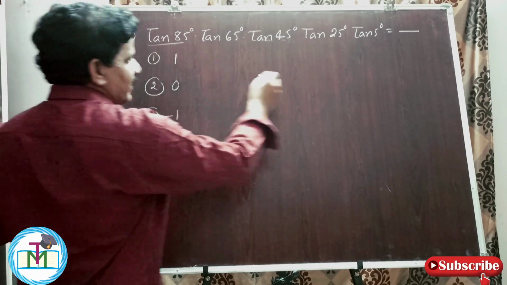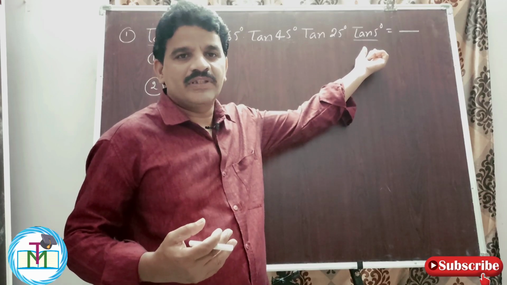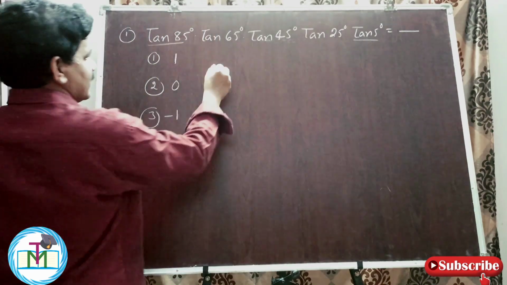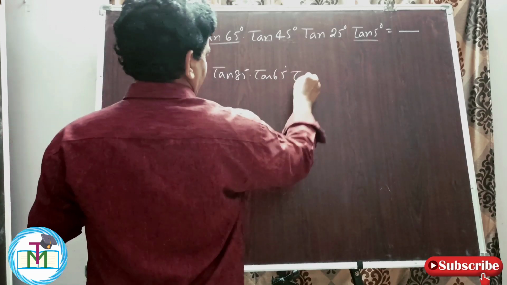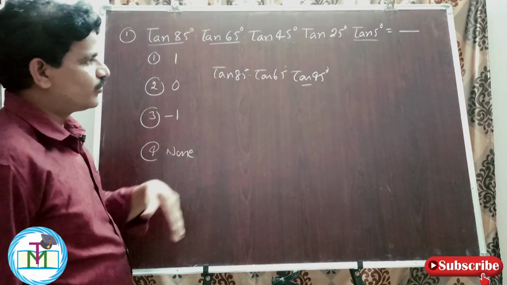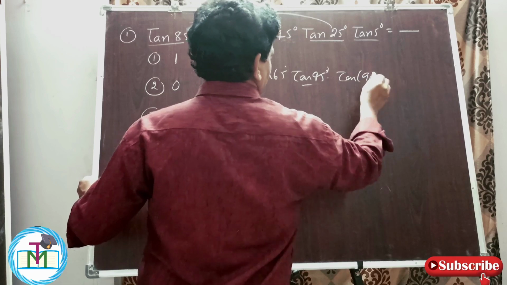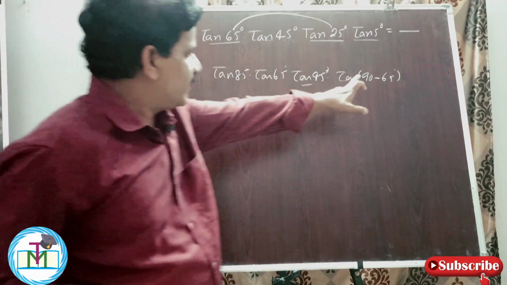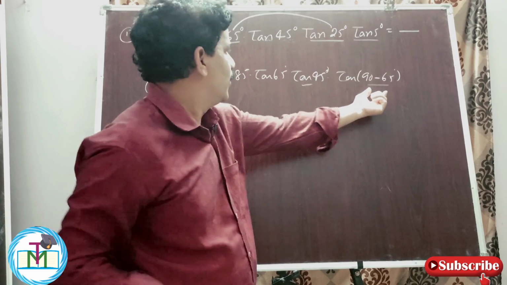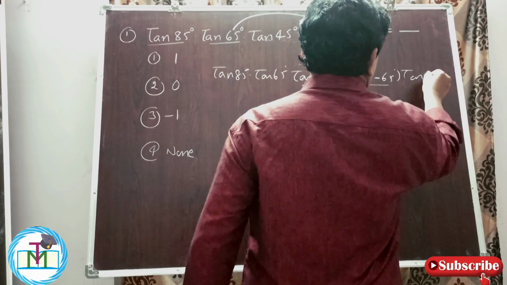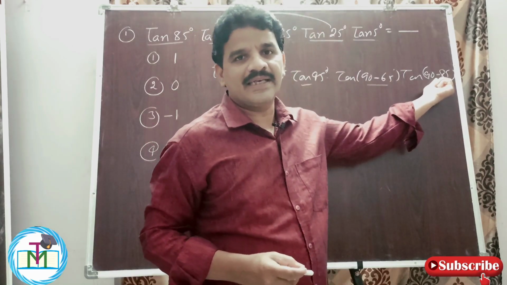Here I have tan 85, and here I have tan 5 degrees. This tan 5 degrees can be written as tan of 90 minus 85, which is cot 85. Let us see how. First I will write tan 85 as it is, tan 65 as it is, tan 45 as it is. We know that tan 45 equals 1, so we need not change this. This tan 25 can be written as tan of 90 minus 65. What is 90 minus 65? 25. Therefore 25 can be written as 90 minus 65. Similarly tan 5 can be written as tan of 90 minus 85, since 90 minus 85 is 5.